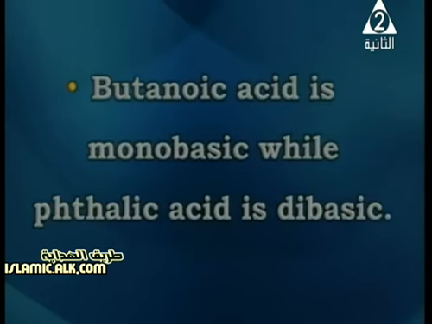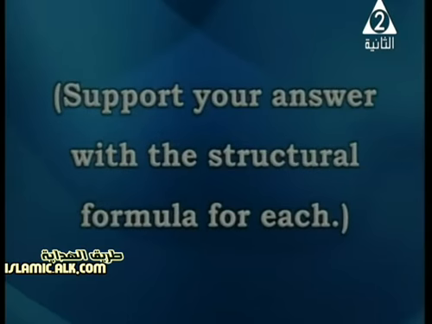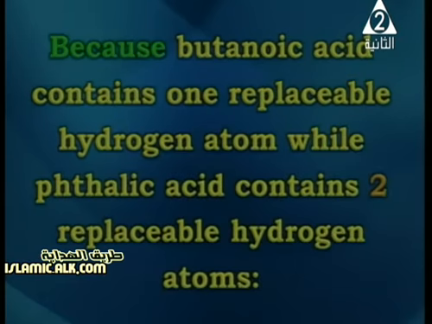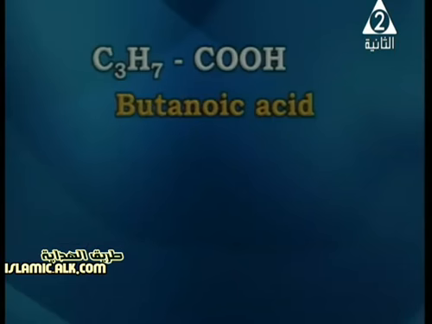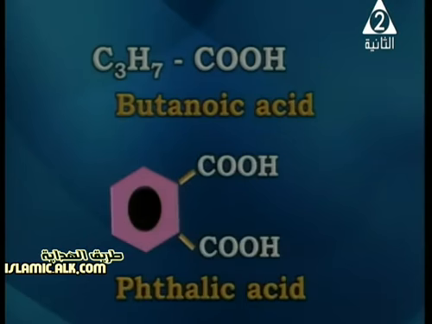Next point, butanoic acid is monobasic while phthalic acid is dibasic. Support your answer with a structure formula for each. Because butanoic acid contains 1 replaceable hydrogen atom while phthalic acid contains 2 replaceable hydrogen atoms. As shown on the screen, this is the structure formula of butanoic acid, C3H7COOH, and phthalic acid, which is a benzene ring attached to carboxyl groups on adjacent carbon atoms.